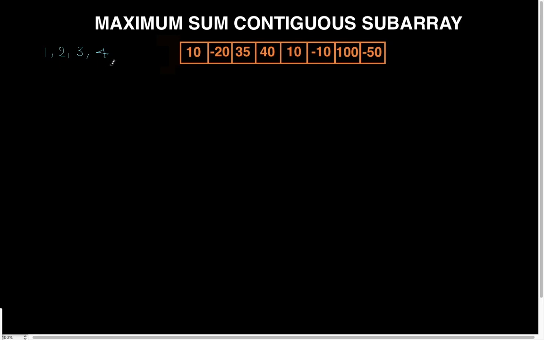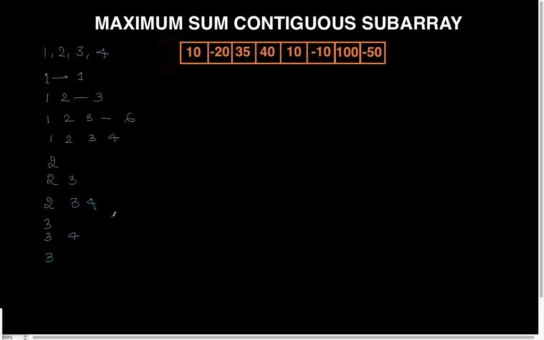So let's see what are the different subarrays possible out of this. So number 1 is 1, then we have 1, 2, 1, 2, 3, 1, 2, 3, 4, 2, 2, 3, 2, 3, 4, 3, 3, 4 and 3. So now what I have done is I have found out all the subarrays, and I'll simply add all the elements of these subarrays, and I'll calculate which is the largest one. So this is one approach.